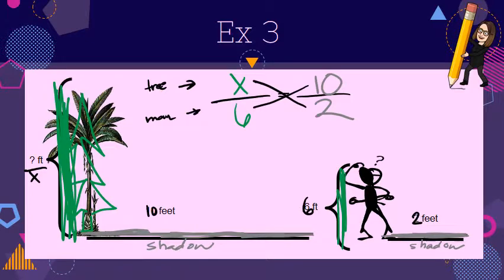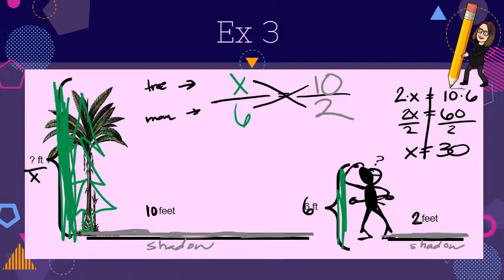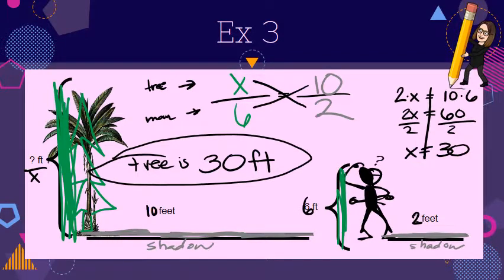Let's cross multiply. I have a 2 times an X equal to a 10 times a 6. I have a 2X and I have a 60. I divide both sides by 2. I have X equals 30. So my label, this has context to it. I would say 30 feet. And we would say the tree is 30 feet. And make sure it makes sense. A tree being 30 feet high makes sense.